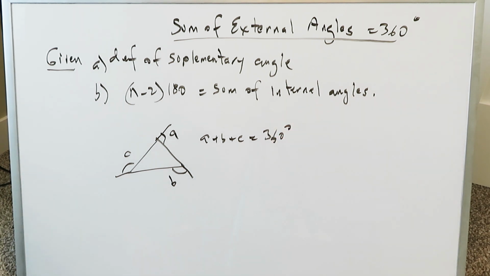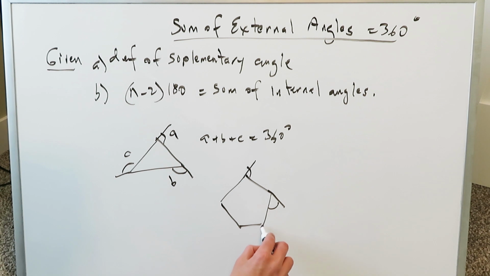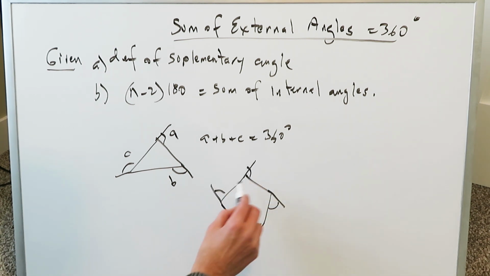No matter what the polygon is, the number of sides, the sum of the external angles is always equal to 360. Take a pentagon, we have that external angle, we've generated this, this, this, and that. Take all of these external angles, they'll always be equal to 360.